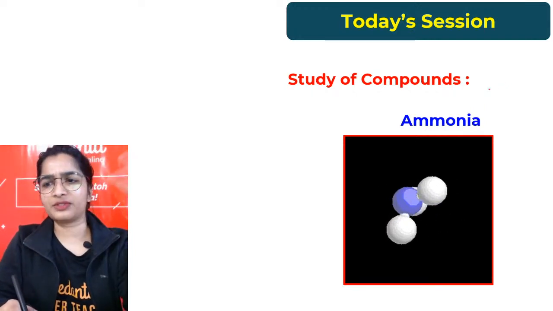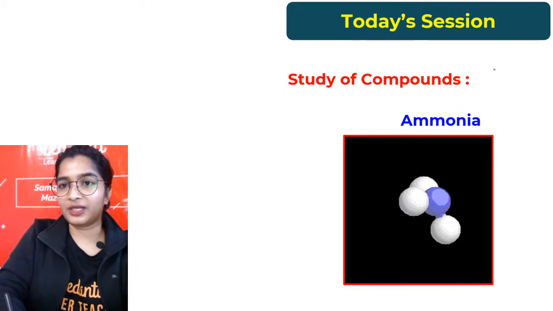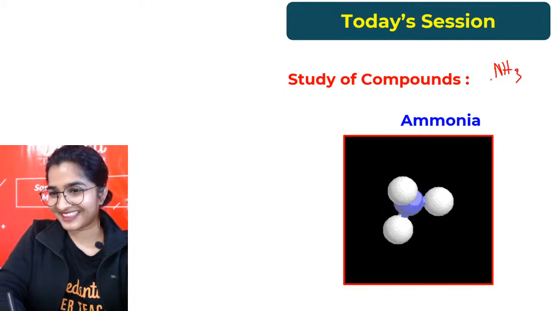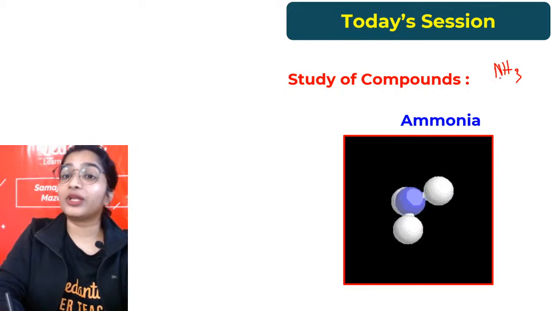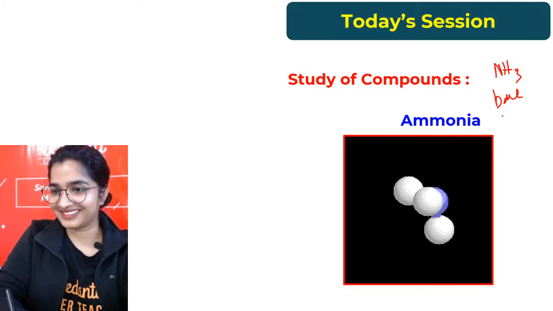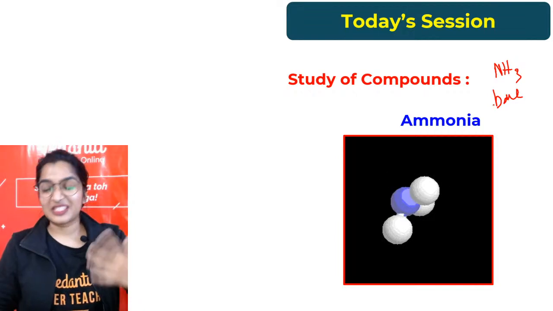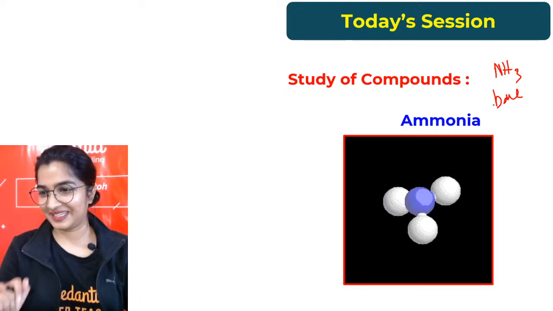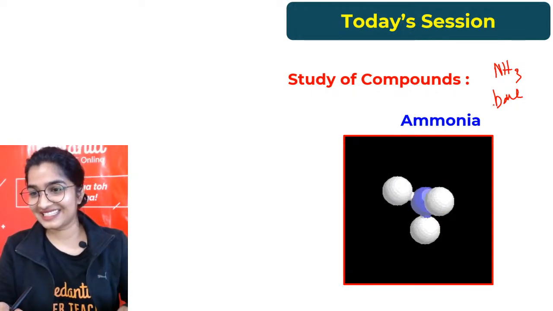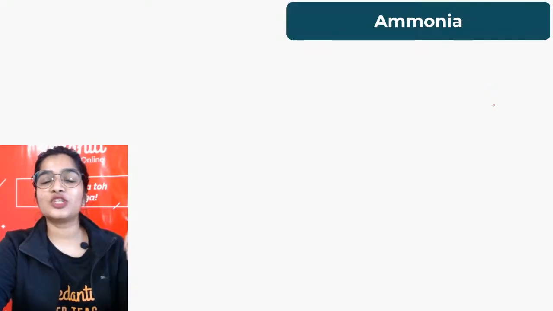Physical properties, chemical properties, anything. NH3, okay, ammonia is NH3, very good. Ammonia is basic in nature, it's a base, very good. NH3 only, it's basic, okay. Acha, it has a pungent smell. Okay. Colorless gas. Okay. So, chalo, let's go.